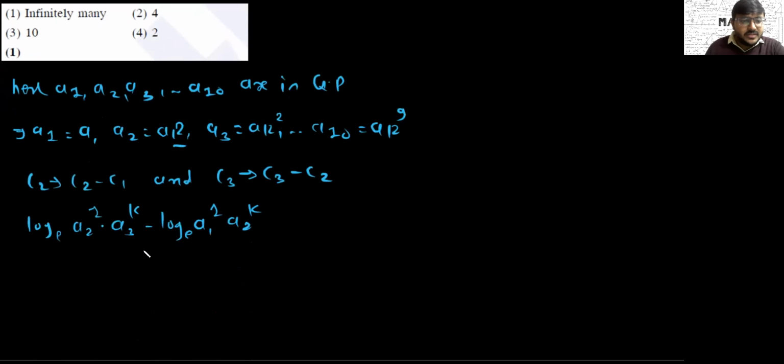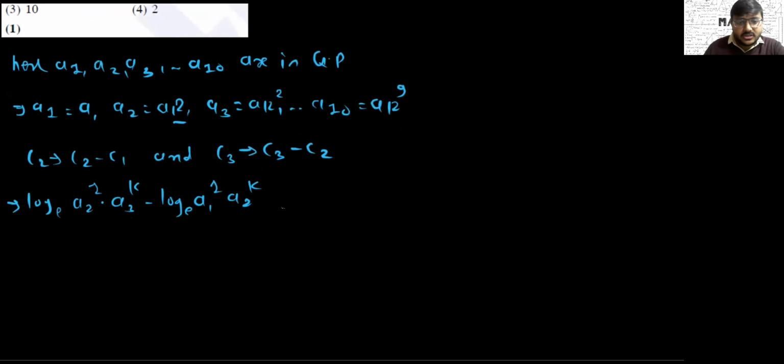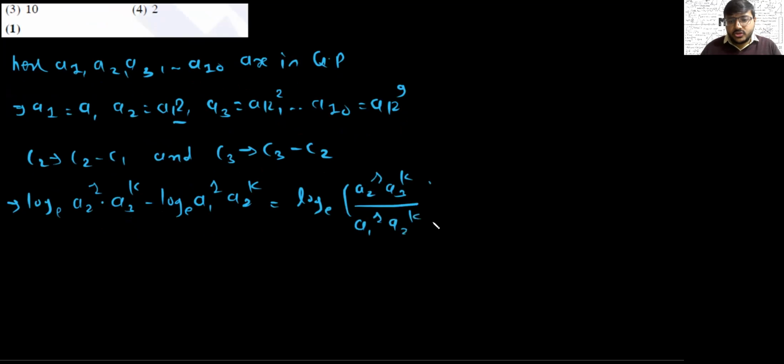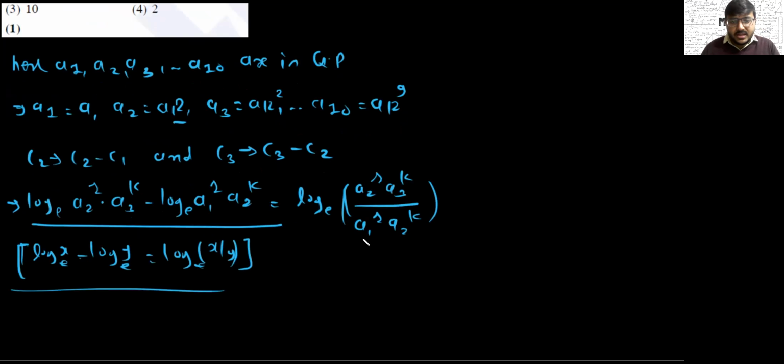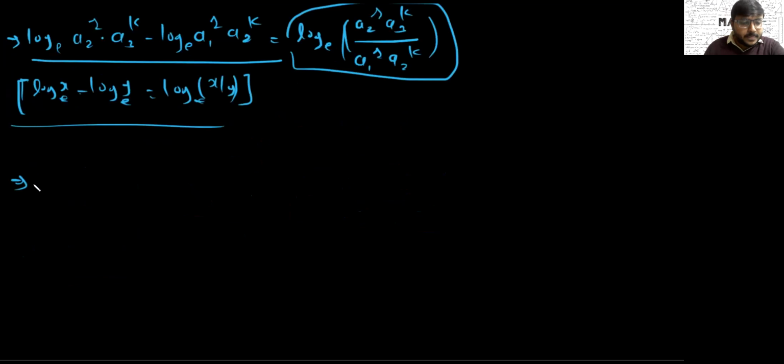As we know, log minus log gives log base e of A2 raised to r, A3 raised to k, by A1 raised to r, A2 raised to k, with the use of the property log x minus log y equals log of x by y with base e. Using this property, that will be the term in the first element. So can I directly write down all the elements? Just check properly.